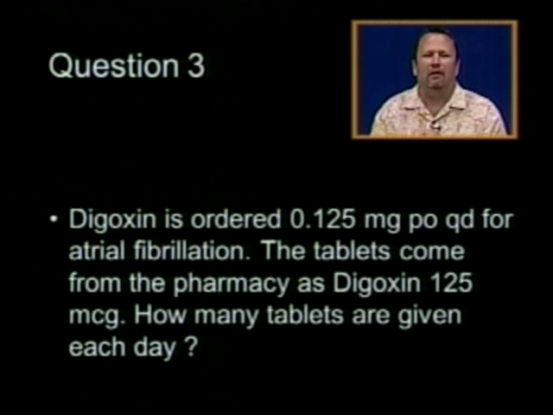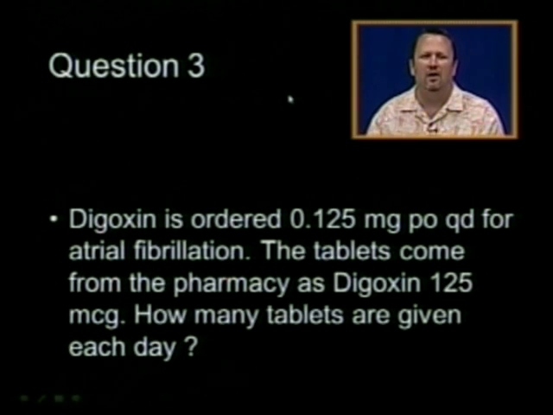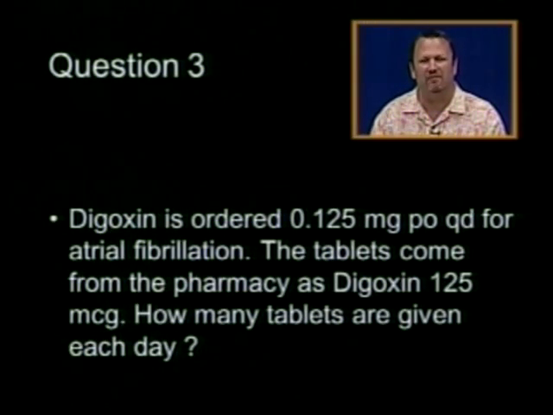Digoxin, a cardiac glycoside used for atrial fibrillation, is ordered 0.125 milligrams. Notice that leading zero in front of the decimal point. The tablets come from the pharmacy as Digoxin 125 micrograms. How many tablets are given each day?